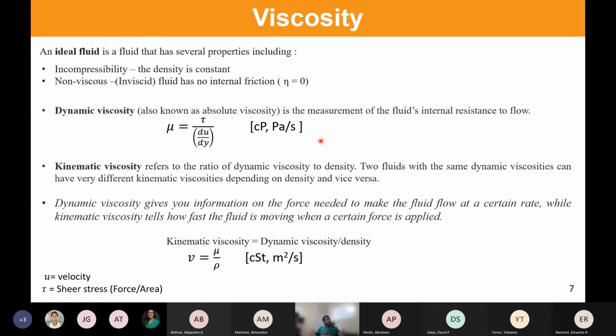All right. Now, the definition of an ideal fluid. Who can give it to me? Anyone?